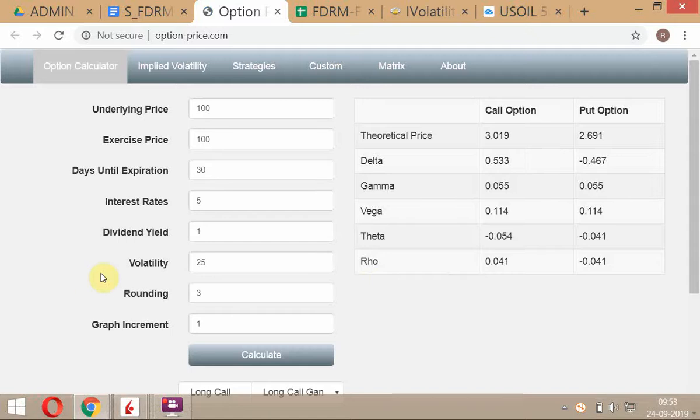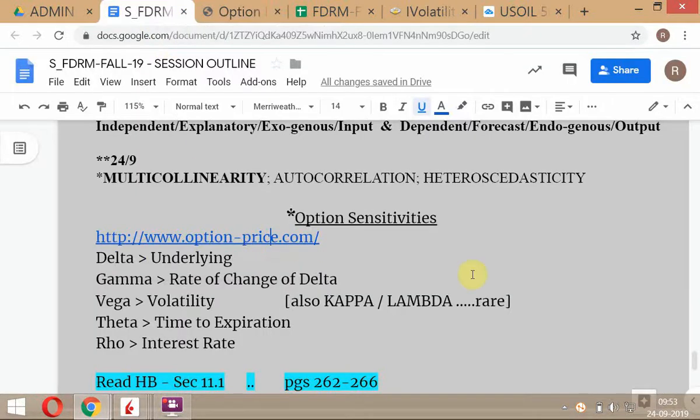Right. So the sensitivities, option sensitivities, these are referred to as the Greeks. Like Aristotle, etc. These are called the Greeks because these sensitivities are denoted by Greek letters.